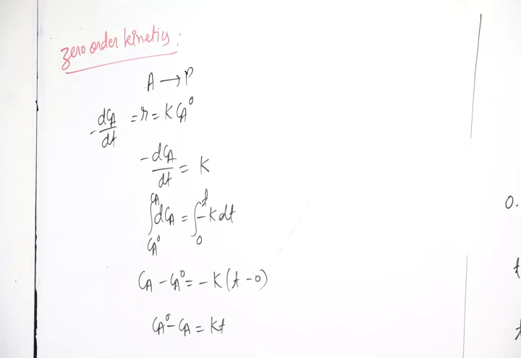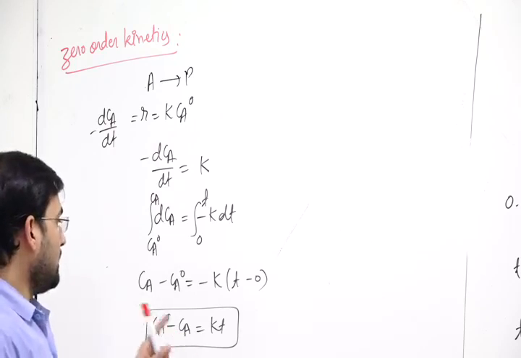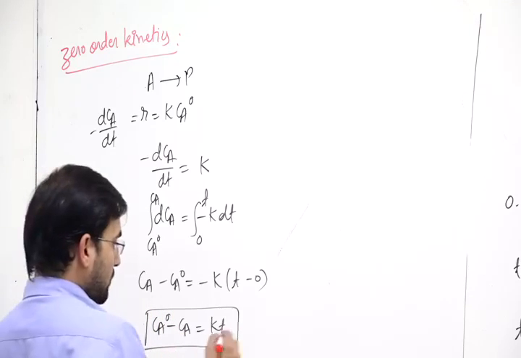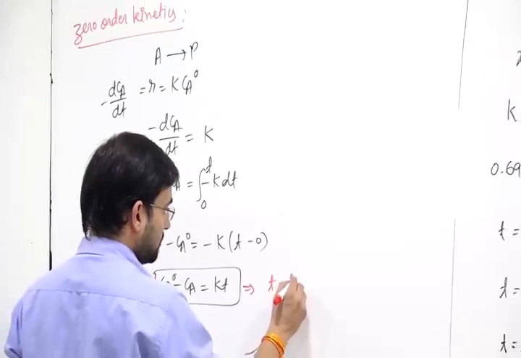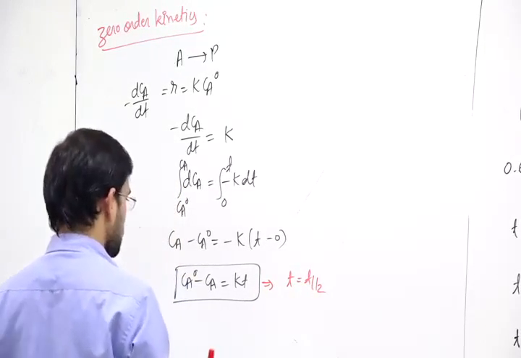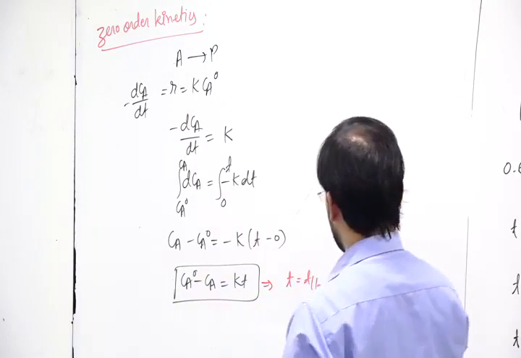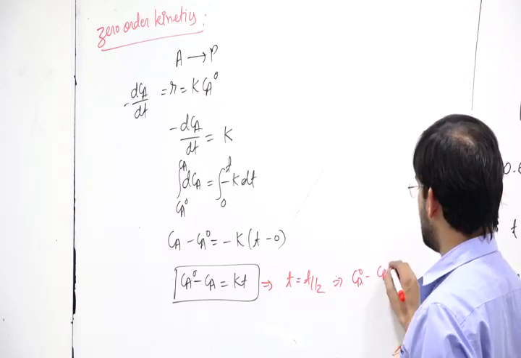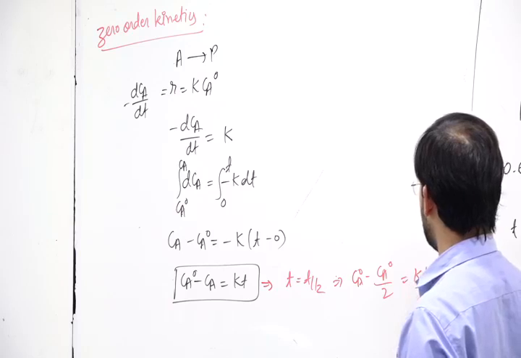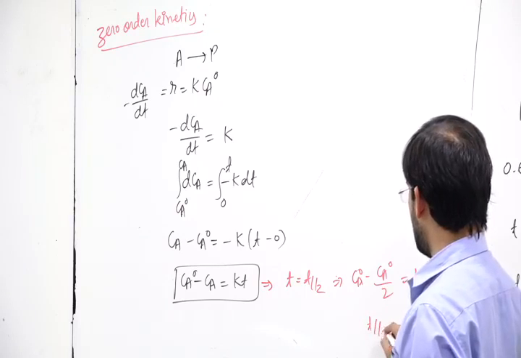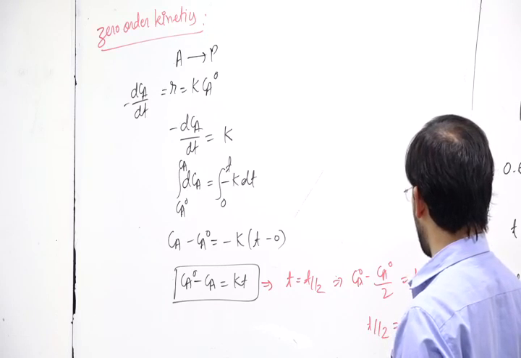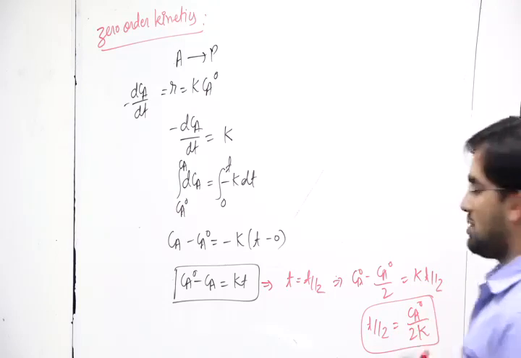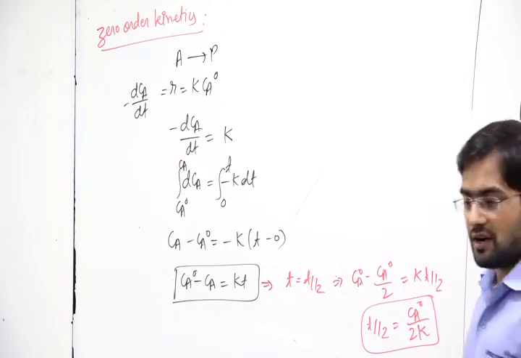Understood? Now this is the normal equation. What would be at t equals t1 by 2? At t equals t1 by 2 we get Ca naught minus Ca naught by 2 equals K t1 by 2. So t1 by 2 equals Ca naught by 2K. So you have to memorize the t half formulas also for different orders.